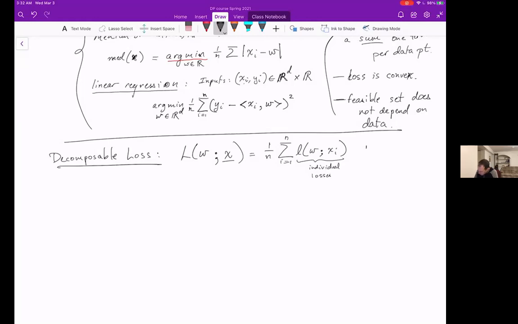And then sometimes we'll add another term here. I'll just call it lambda of W. This is a regularizer. It's usually used to help us select for a particular type of solution, like to penalize very complicated solutions, or usually long vectors, and vectors with big entries.